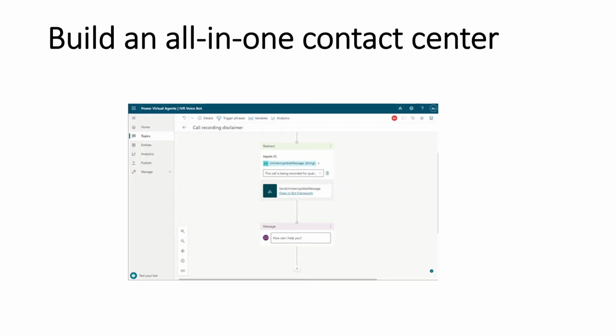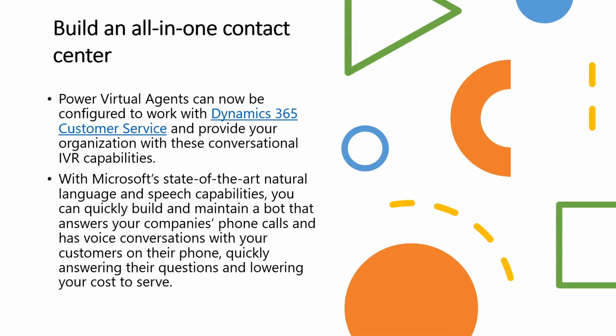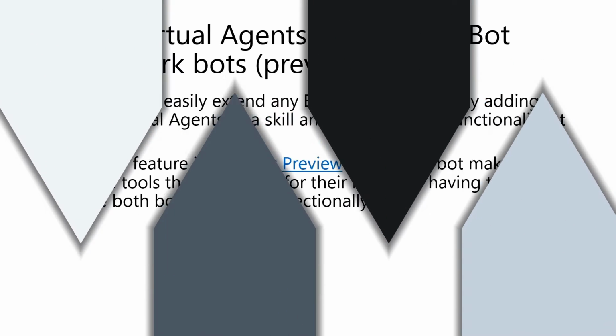The second important announcement is around building an all-in-one contact center. Now what do we mean by contact center? Let's see. Power Virtual Agents can now be configured with Dynamics 365 Customer Service and provide the organization with conversational IVR capabilities. This is a game changer. With Microsoft's state-of-the-art natural language and speech capabilities, you can now build and maintain a bot that answers your company's phone calls and has a voice conversation with your customer on their phone, quickly answering their questions and lowering your cost to serve.